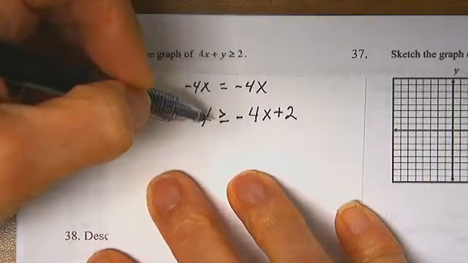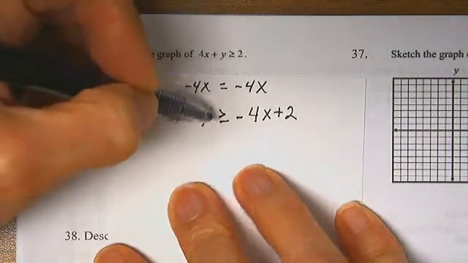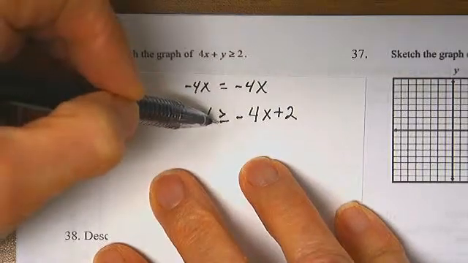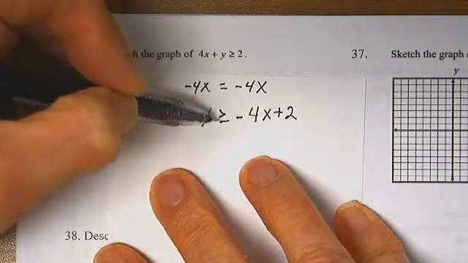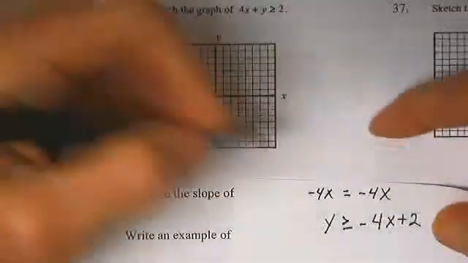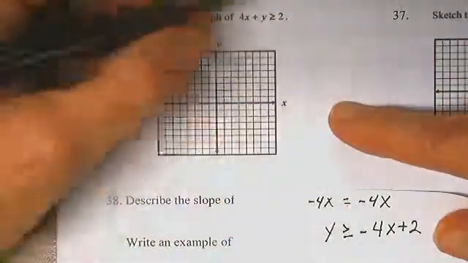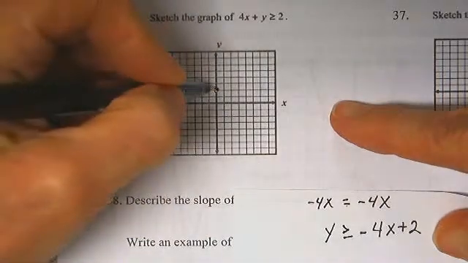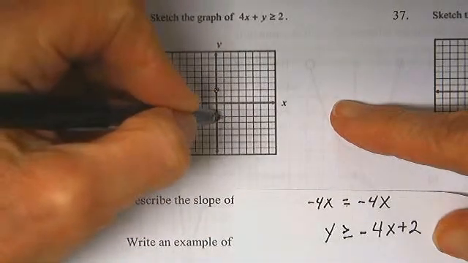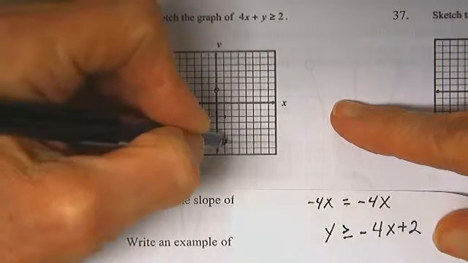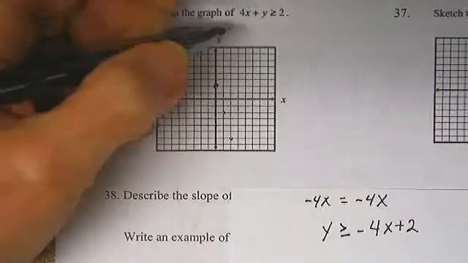Can I graph this? You betcha. Do I use a solid line or a dotted line? I use a solid line because y could be equal to this. It doesn't have to be strictly less than. My y-intercept is 2. My slope is negative 4, so I go down 4 and over 1, down 4 and over 1. There is my line.